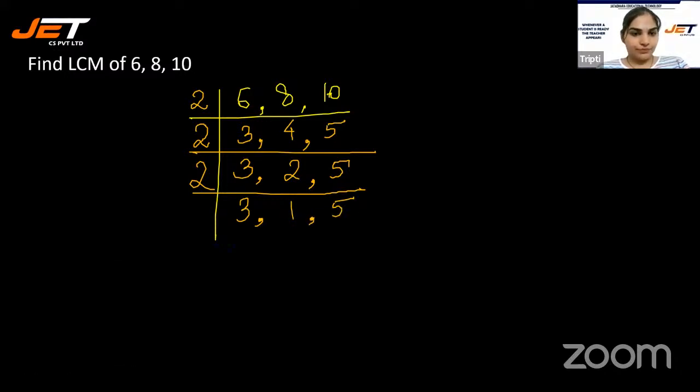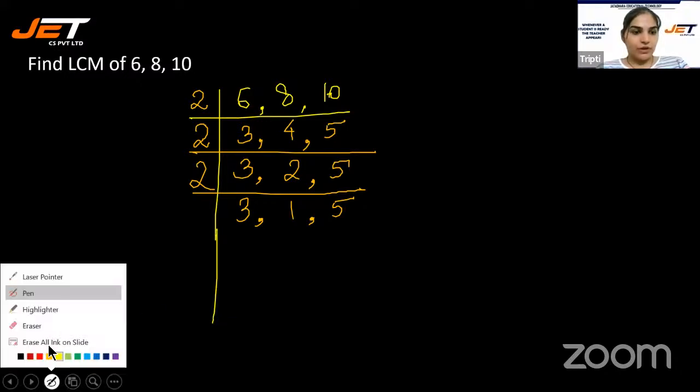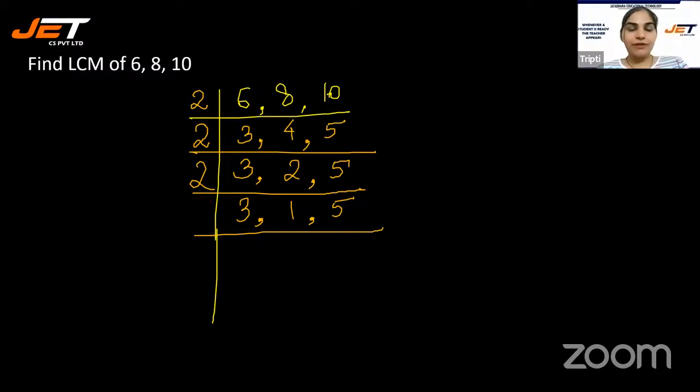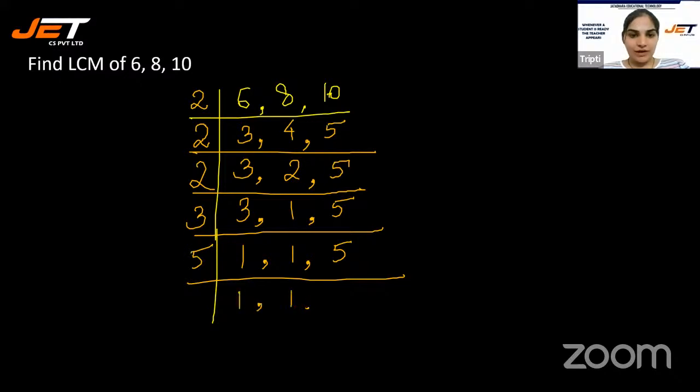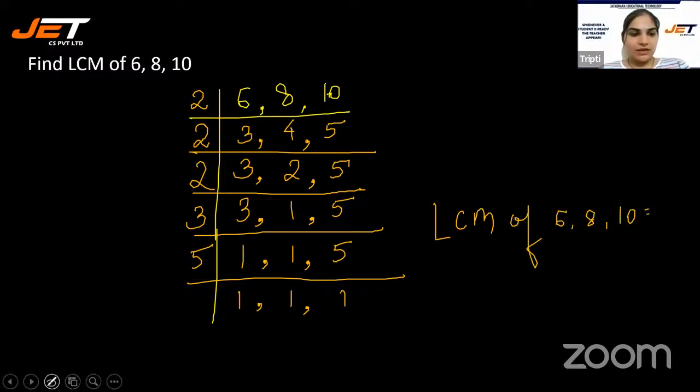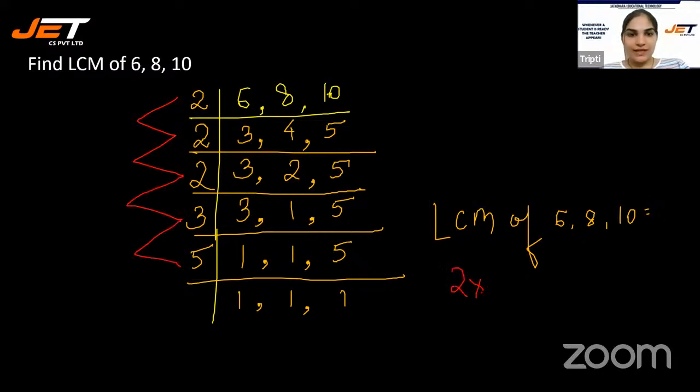Now I will continue. Over here, 3 I'll take first. You have to take the smallest first. So 3 ones are 3. 1 here. 5 is not there, so I'll write 5 like that only. Now 5 I'll take up. 5 ones are 5, right? So if I now need to find the LCM of 6, 8, 10, that is equal to 2 times 2 times 2 times 3 times 5.